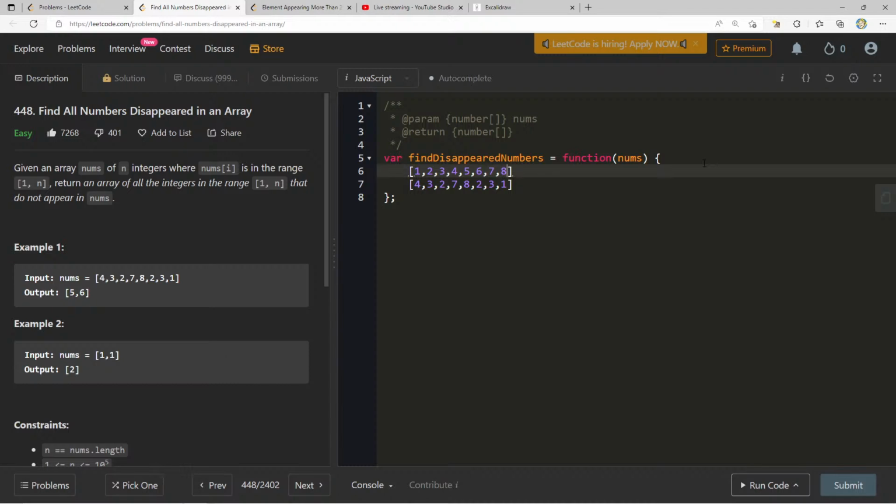Now let's just go through this together, right? Do we have a number 1? Yeah, we do have a number 1. Do we have a 2? We have a 2. Do we have a 3? We have a 3. We have a 4. Do we have a 5? We don't have a 5. Do we have a 6? We don't have a 6. But we do have a 7 and an 8. So what can we do?